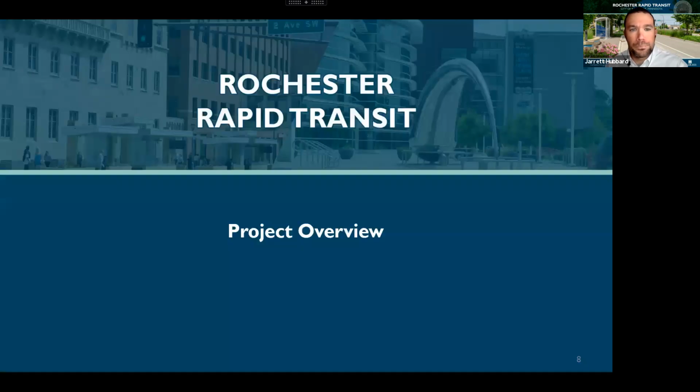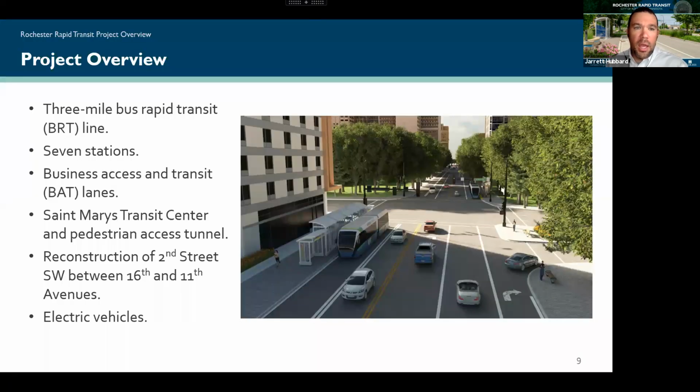Next slide. So let's take a look at the service itself. Right now, it's proposed to be roughly a 2.6 mile bus rapid transit line, or BRT for short. It includes 7 stations. We'll take a look at the map here in a second, but then it's 11 platforms. We are proposing to utilize what are known as transit preference lanes, or business access and transit lanes, or BAT for short lanes.